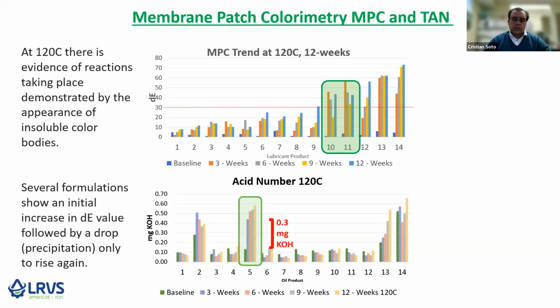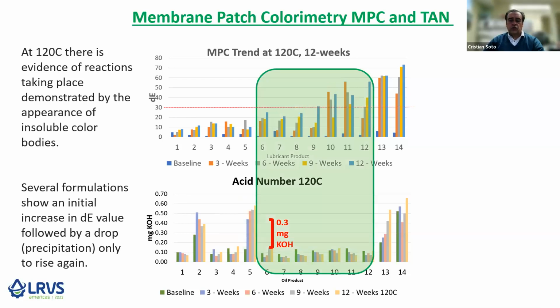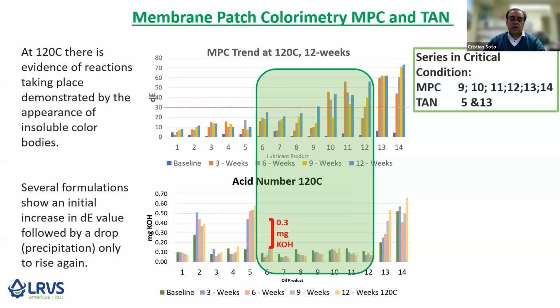If we compare this to acid number, we can more visually show that many of these lubricants that did not show acidification do show an increase in MPC value, indicating that at 120 degrees, we're having, in many cases, oxidative chemistry perhaps taking place, but not sufficiently to generate an increase in acid. At the same time, we're going to tabulate here how many and which lubricants are reaching critical condition. This will be useful for us later. No need to memorize it.